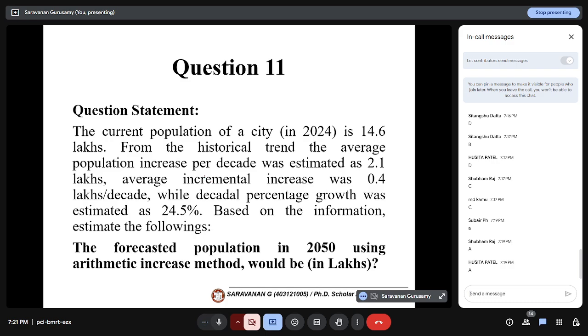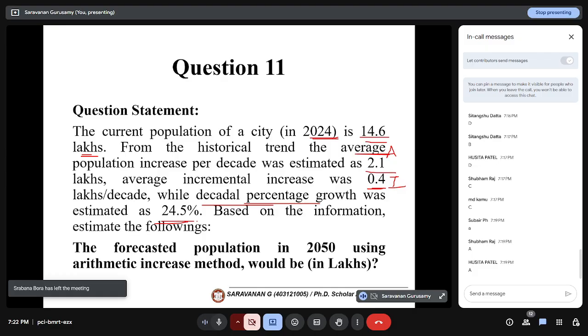So 11th question. This is the given data, and based on this they are asking 5 questions. The current population of a city, 2024 population, they have given as 14.6 lakhs. From the historical trend, the average population increase per decade was 2.1 lakh. So the arithmetic average increase is given. It's not a percentage or incremental. Average incremental increase they have given us 0.4, that is the I value. And then decadal percentage growth also they have given, 24.5.